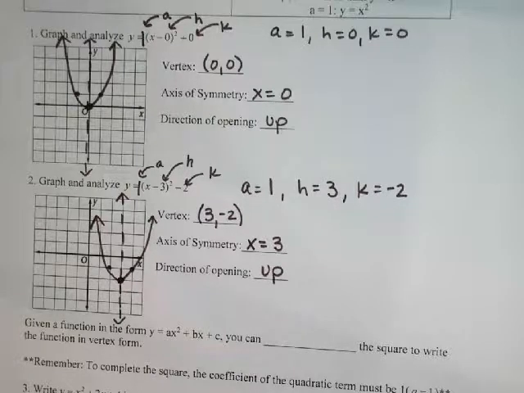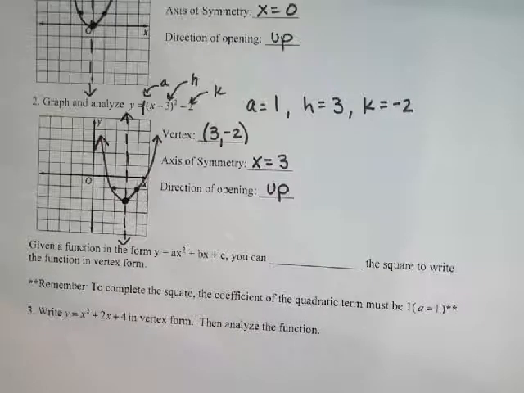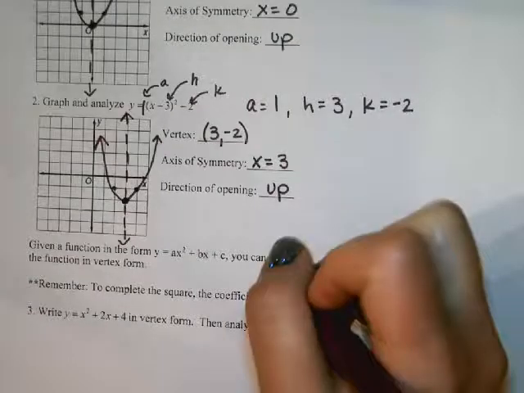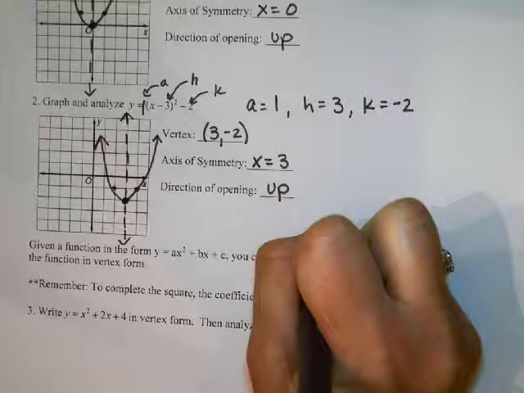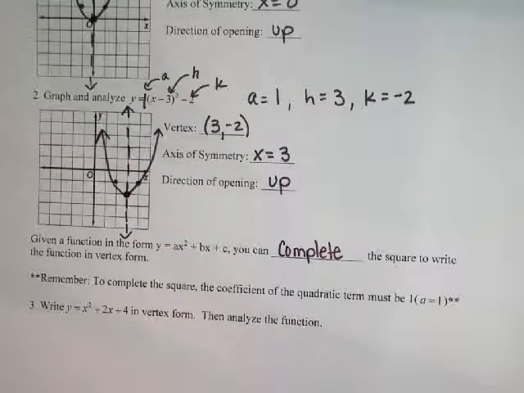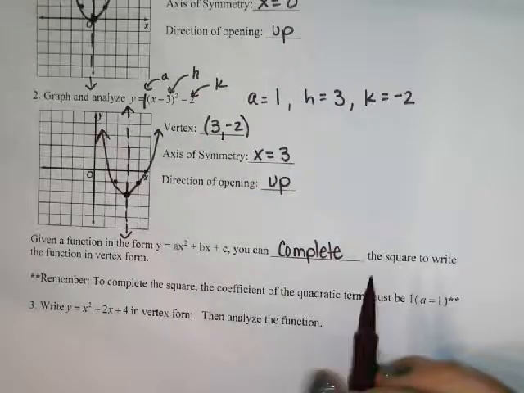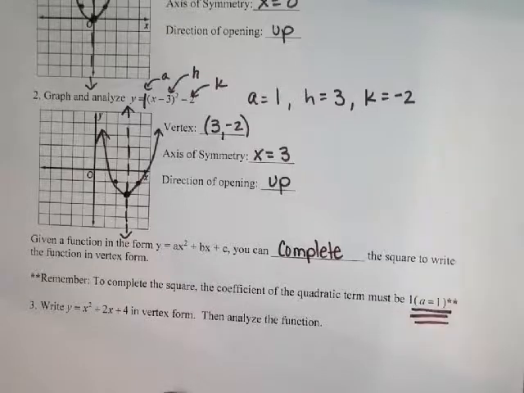So, there at the bottom it says, given a function in the form y equals ax squared plus bx plus c, you can complete the square to write the function in vertex form. Remember, to complete the square, the coefficient of the quadratic term must be 1. So A has to be 1. If not, we'll force it to be 1.